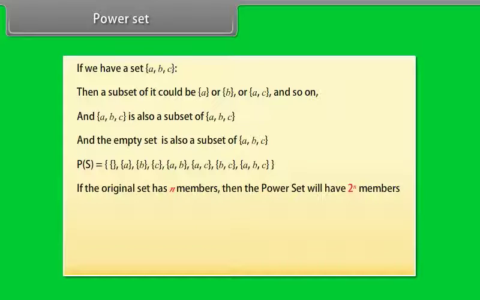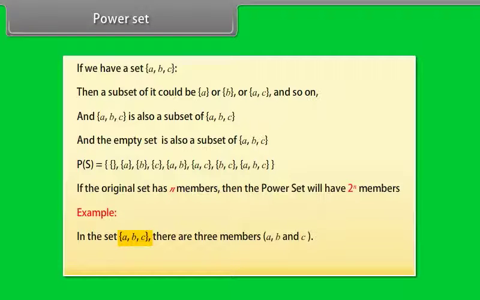If the original set has n members, then the power set will have 2 raised to power n members. Example: in the set {a, b, c}, there are 3 members a, b, and c. So, the power set should have 2 raised to power 3 is equal to 8, which it does.